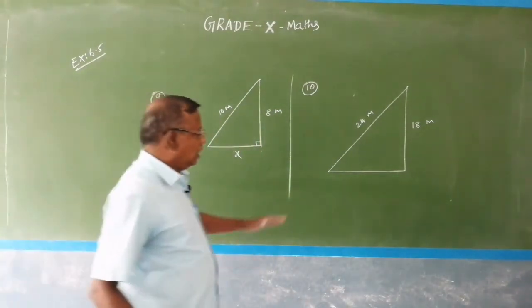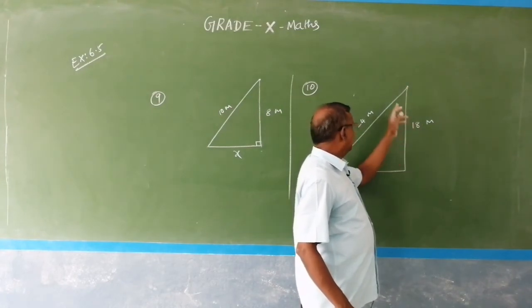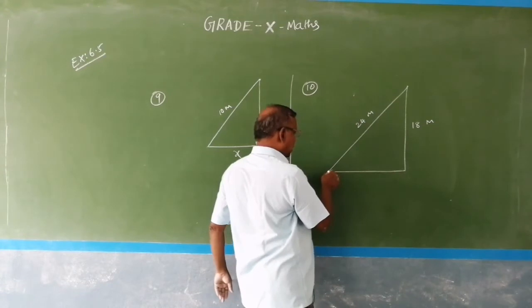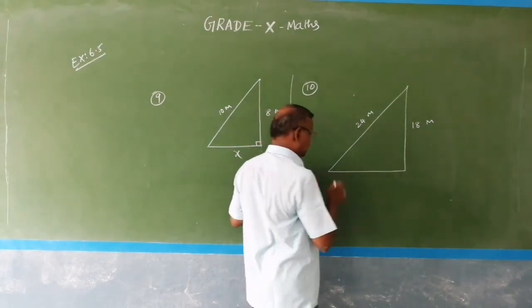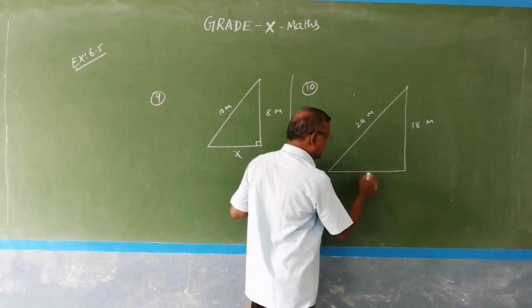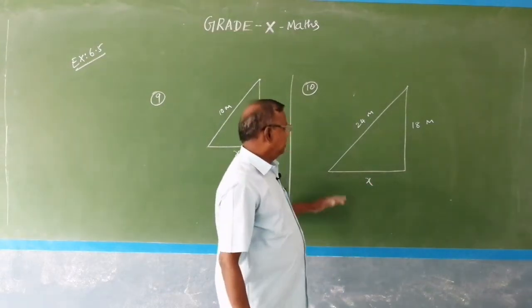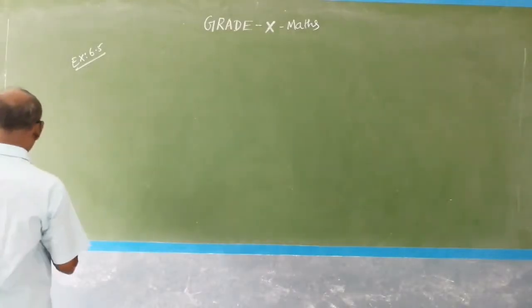That means a wire attached to the pole of height 18 meter, the length of the wire is 24 meter. So how far from the base of the pole do we have to attach it? That means they are asking you the distance again here. So find the distance. So this is also your homework. Next, question number 11.